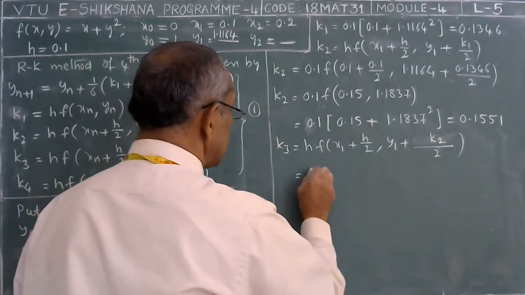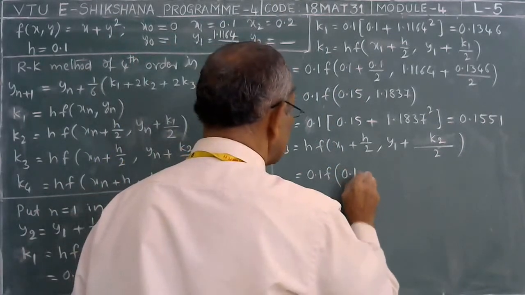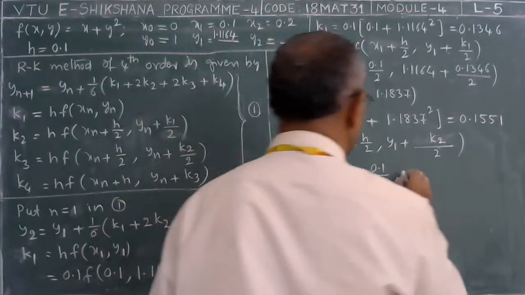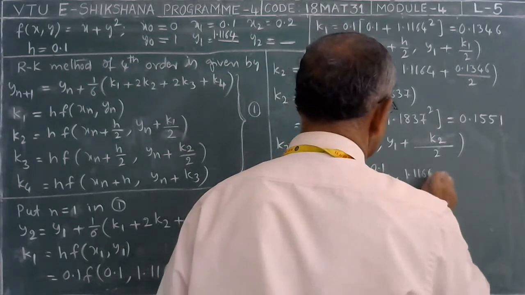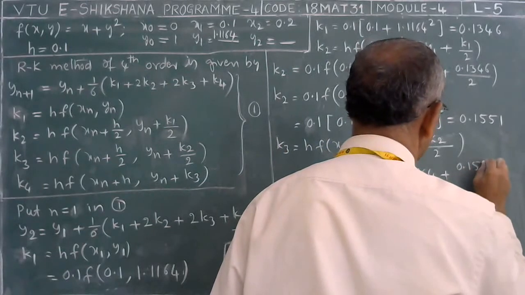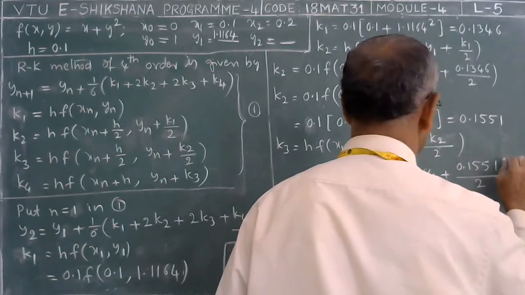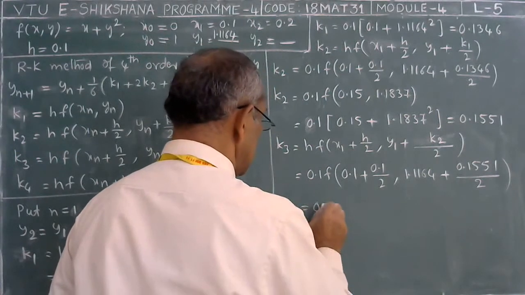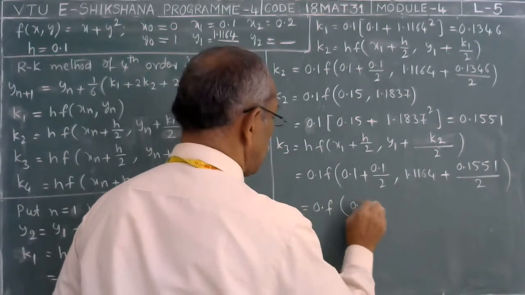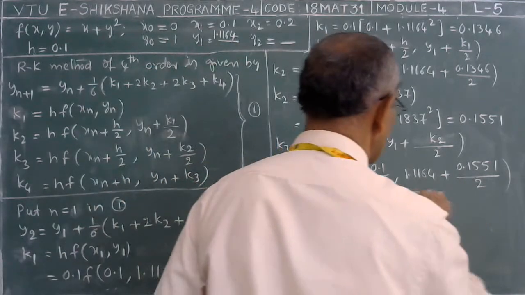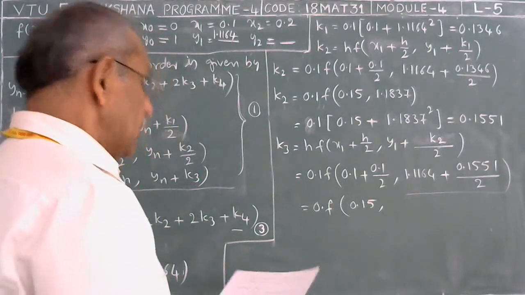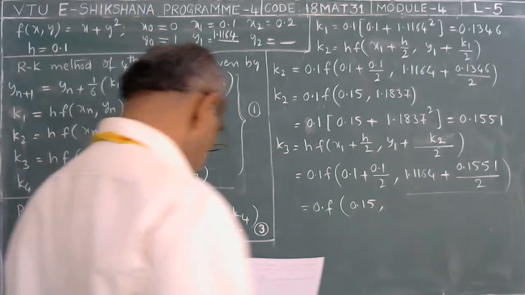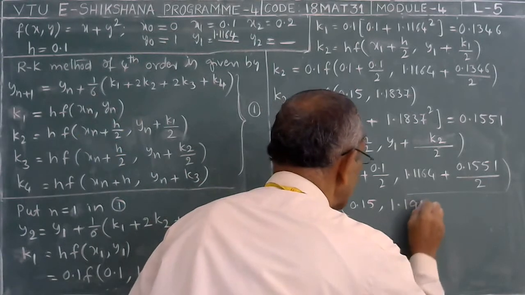Now substitute the values. So h is 0.1 into f of x1, which is 0.1, plus h by 2, 0.1 divided by 2, comma, y1, 1.1164, plus 0.1551 divided by 2. So now, if you simplify, this is 0.1 into f of 0.15, comma, and if you compute this, you get 1.1939.